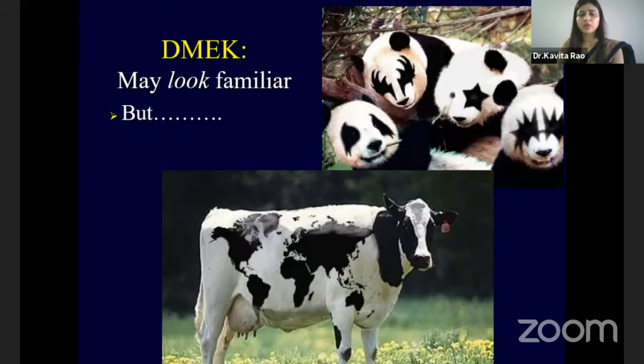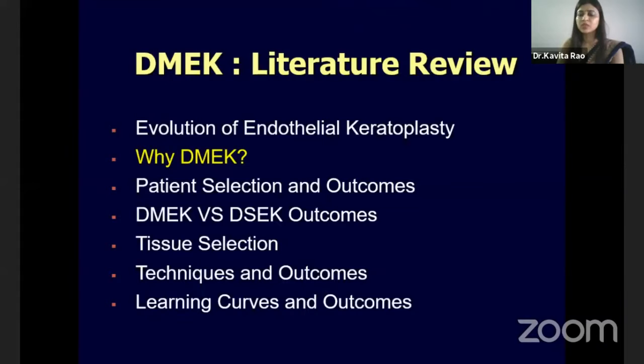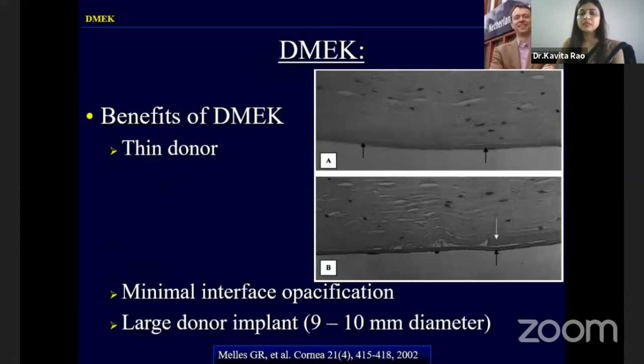Now, when you're moving from DSEK to DMEK, for a surgeon, it may look familiar, and it is familiar to a certain extent, but it's also a whole new procedure. So to answer the question which Rishi has also answered briefly, why DMEK? The main reason for DMEK, as put forth by Dr. Melles and also rightly, was that it's a thinner donor. Because of that, there is minimal to no interface opacification, and that results in a good quality of vision. That is the most important advantage that you get in DMEK, which we'll go forward and see how it's compared to your DSEK.